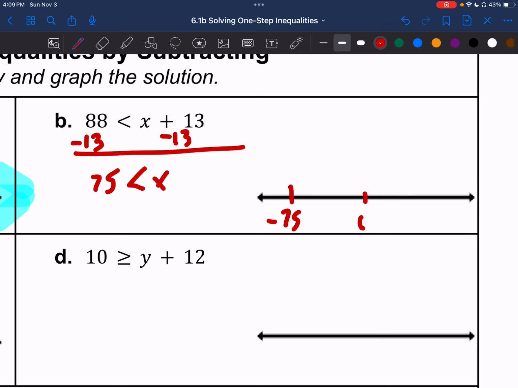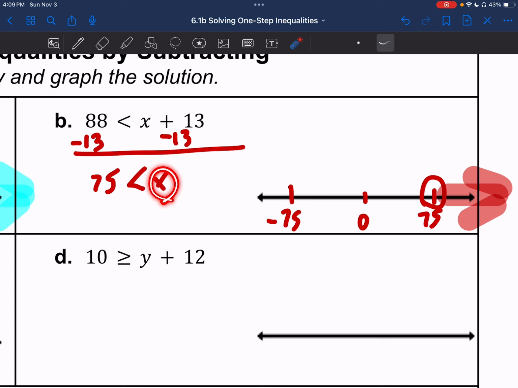Negative 75, 0, 75. All right, so it is an open dot, and it is saying that 75 is less than or equal to x. So 75 is less than all of the solutions for this. So that means we're shading to the right. Or if we were to read this from the variable's perspective, and we read it backwards, it would be x is greater than 75.